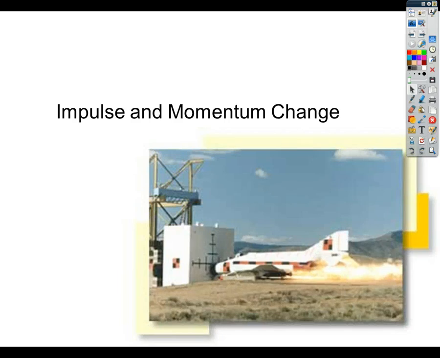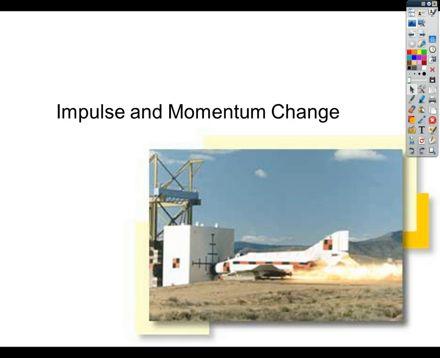In this section we'll be looking at impulse and momentum change, or momentum and momentum change. And this airplane is an F4, and what they're doing is they're colliding it into a barrier. They did this when they started building nuclear power plants in order to make sure that these barriers could withstand the force of an airplane.